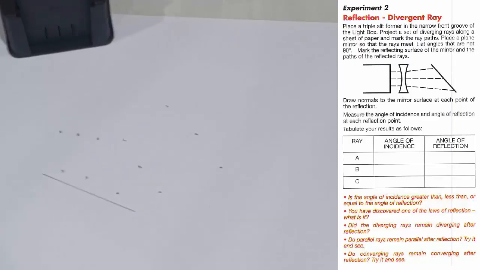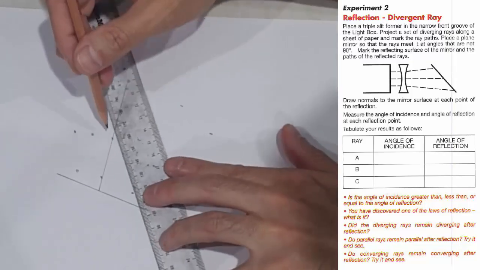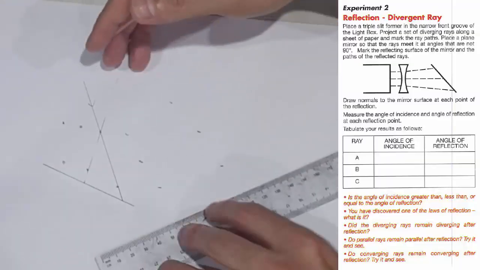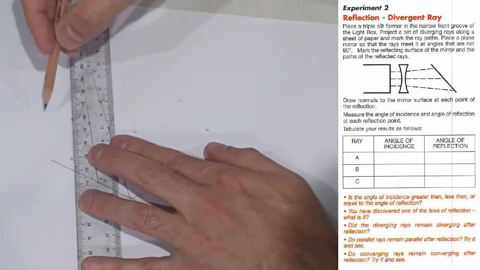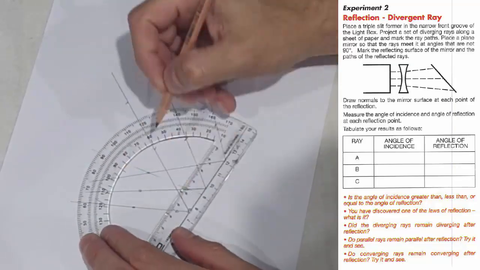And so that's what it looks like, all the dots there. I just made a mistake with that line there, but I just rubbed that out. So drawing in the first incident and reflected ray, and then the second and third, and then where they hit the mirror, I'll just draw a line at 90 degrees. That's my normal, so I can calculate the incident and reflected angles.